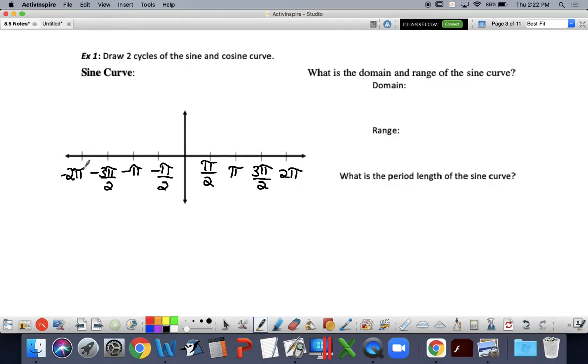And if anybody wants to use any of the colored pencils today, I've got some right here in the middle. Feel free to come up and grab any as we go through our notes.